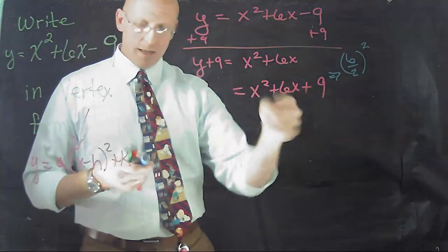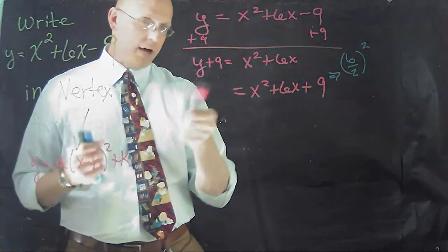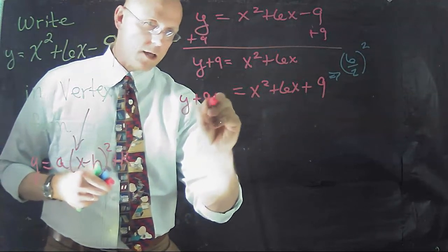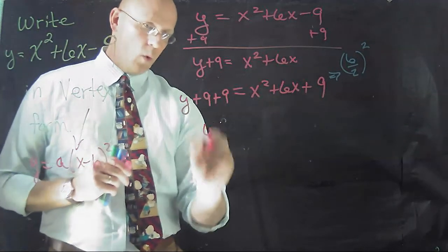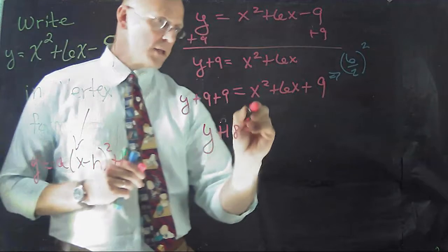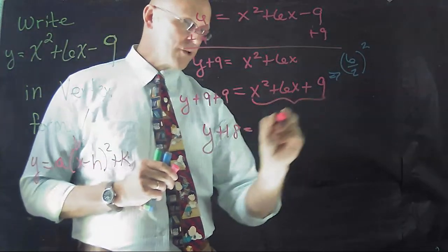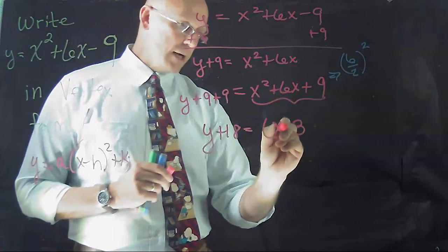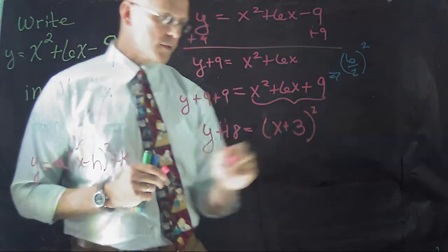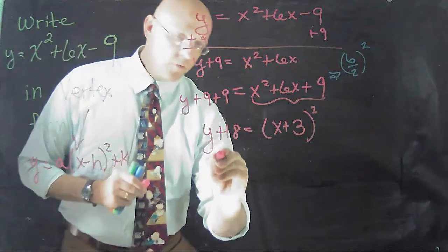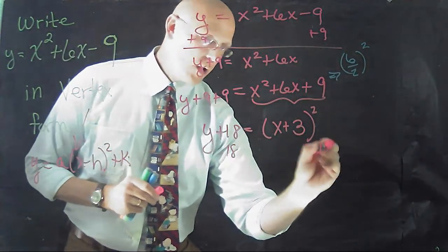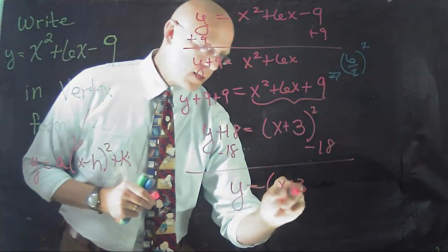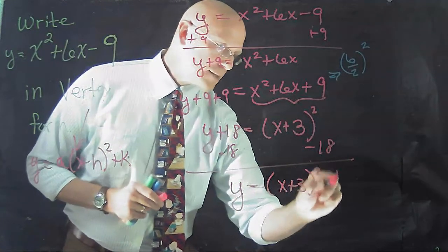Now, if I add 9 on the right, I have to add 9 on the left. So I have to do the same thing to both sides. So this is going to become y plus 9 plus 9. So now I get y plus 18 equals... This now factors. Factor it. x, square root of 9, 3, middle term's positive, plus, boom, there it is. Last step, move the constant term back over. And I'm at y equals x plus 3, quantity squared, minus 18.